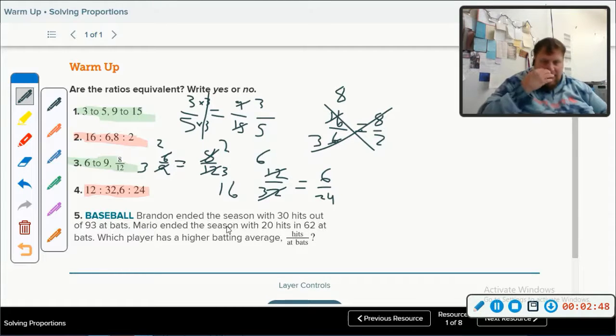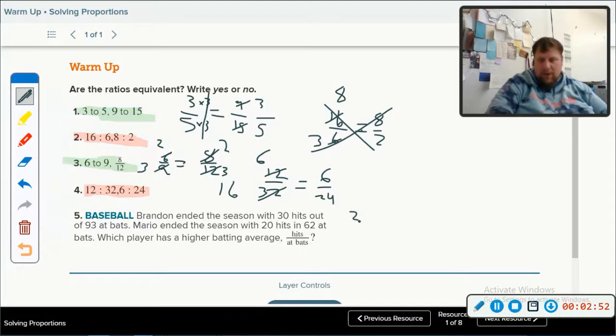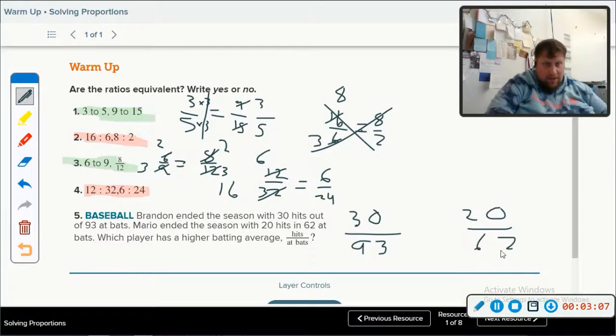Brandon has ended the season with 30 hits out of 93 at-bats. Ooh, that sounds like a ratio. 30 hits out of 93 at-bats. Mario ended the season with 20 hits out of 62 at-bats. Which player has the higher batting average? That's hits divided by at-bats, which I already have set up.